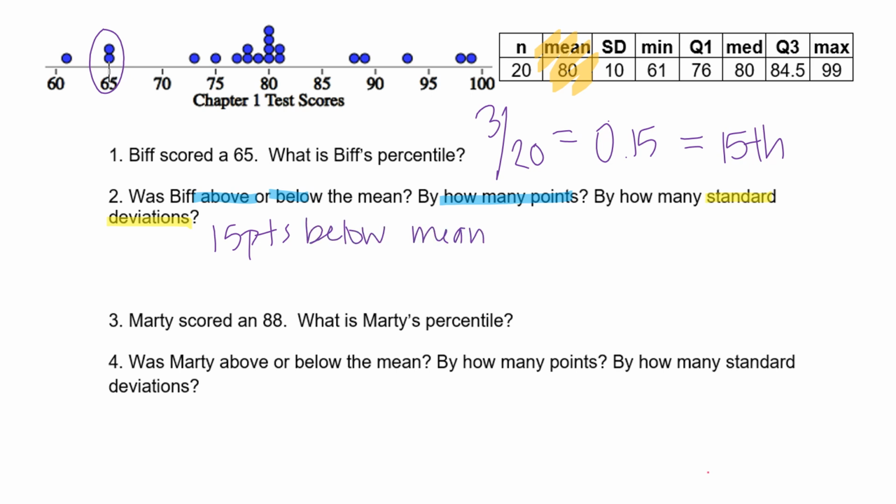Now, by how many standard deviations is his score below the mean? This is something that is going to be new for today. You do need to use the 10 that is up here, but we wouldn't say that Biff is 10 standard deviations away. That 10 is the average distance all of the points are from the mean. So on average, all of the scores are about 10 points from the mean. Biff isn't 10 points from the mean. He's 15 points below the mean. And so that's very specific, and Biff has his own specific standard deviation.